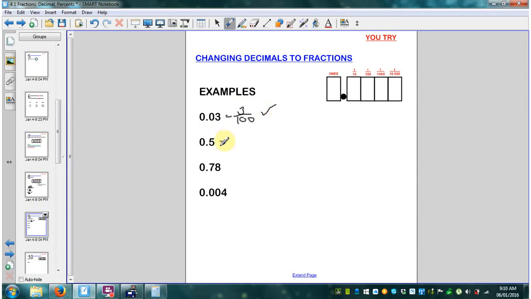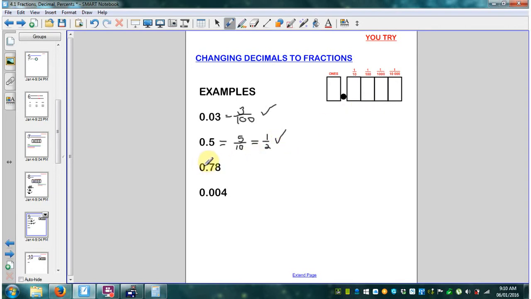Okay, check out this one, 0.5. That's going to be over 10, and then we have 5 on top. So this could simplify to 1 over 2. Some of you might recognize that 0.5 is a very familiar decimal, the same as a half, which is fine as well.